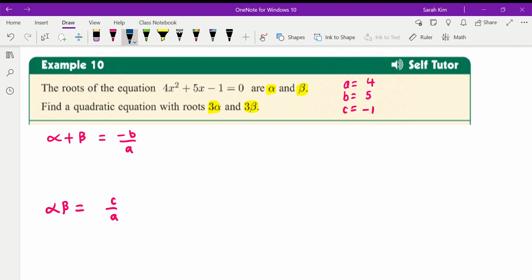Alright, so this one minus b over a, so that'll be minus 5 over 4. C over a, so minus 1 over 4. So these are my options. Now, the roots 3a and 3b, so this is kind of where we need to look at. We need to find a new quadratic function that has those roots.